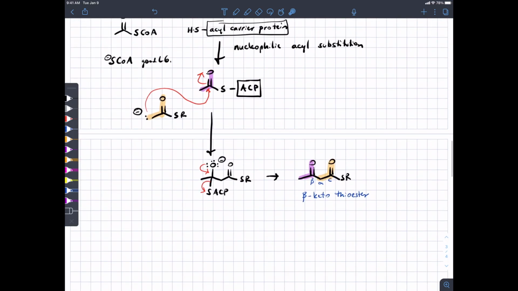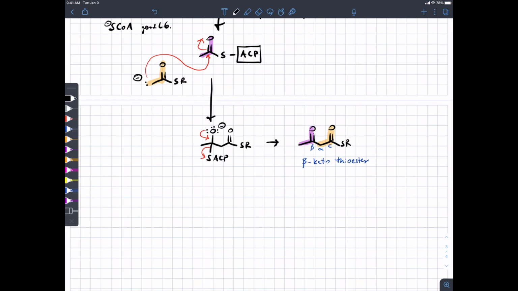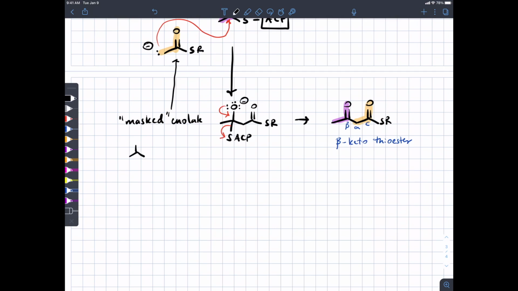Now, it turns out nature makes this enolate in sort of a creative way. As you know, the pH of many areas in biology, cytosol, extracellular matrix, serum, is around 7.5, 7.4. And at pH 7.4, you would expect not to see very much of this enolate at all. And so what nature does is it uses a so-called masked enolate. By masked, I mean it's a molecule that could be an enolate that's primed to become an enolate at the opportune moment.